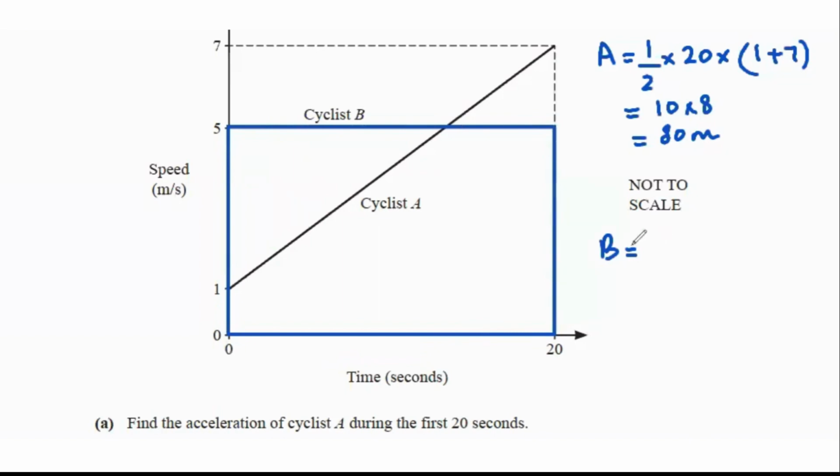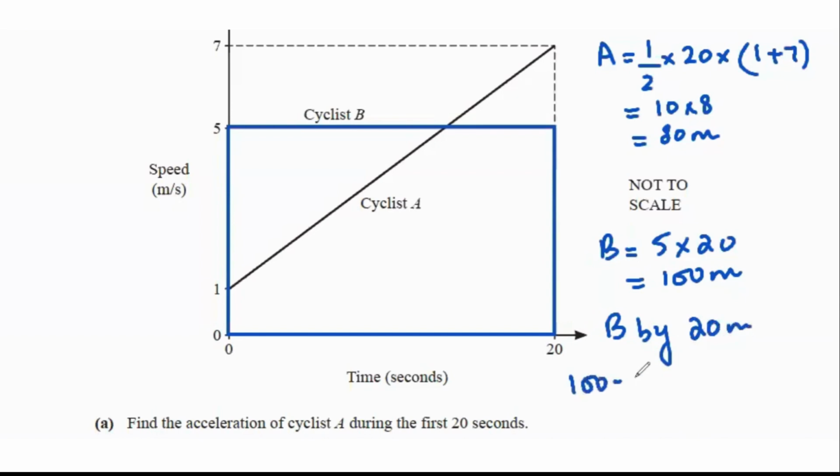So that's going to be 5 times 20, 100 meters. So B is covering more distance by 20 meters, because if we subtract 80 from 100, that's 20 meters.